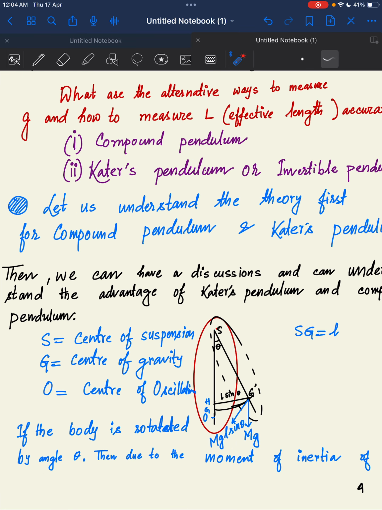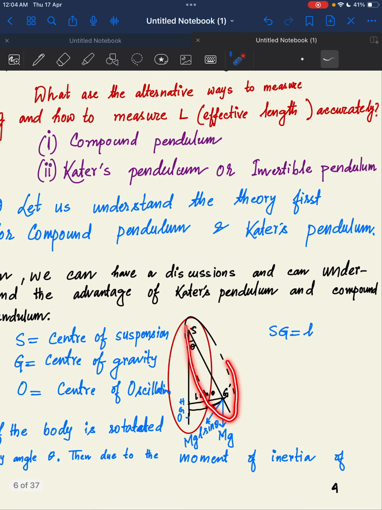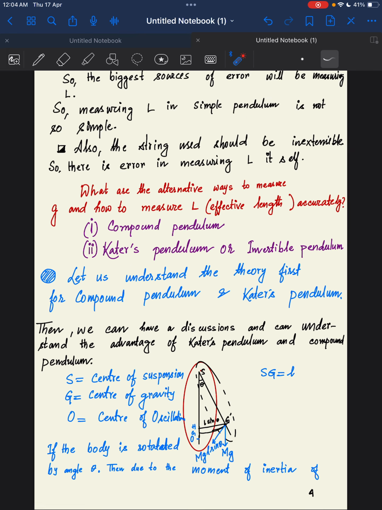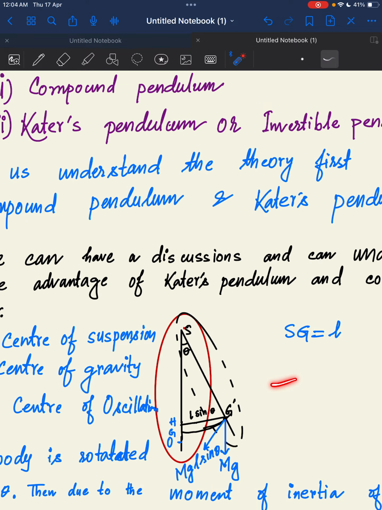Now if the body is rotated through some small angle, then due to the moment of inertia of the body, so if I displace the body from this position to this position at some particular angle theta, it will execute a simple harmonic oscillation. We will try to derive the equation of motion and find the time period, as in the case of a simple pendulum.